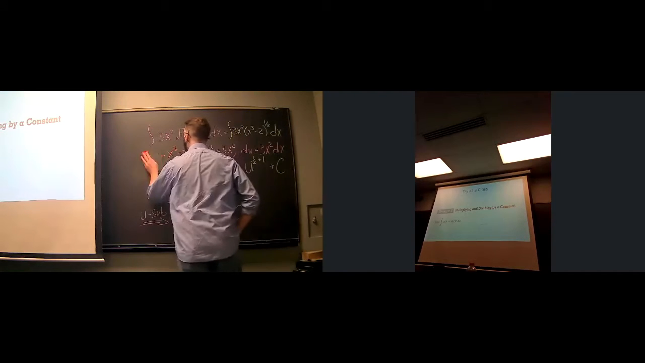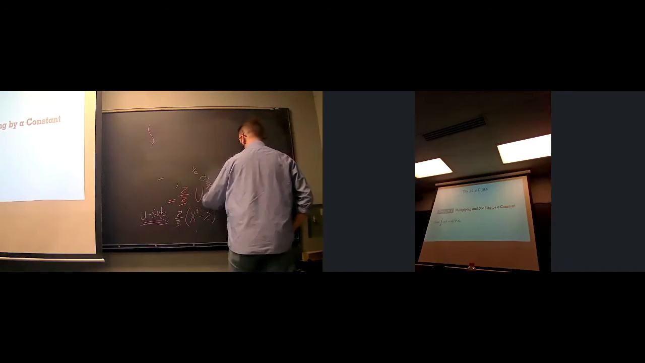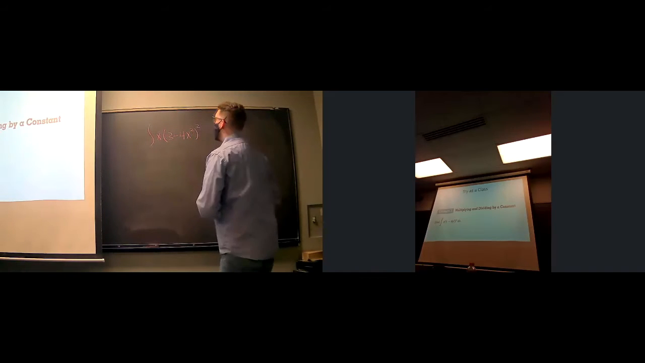So let's check out some more problems. This one takes a little bit more work, is what I'm trying to say. And I'll show you why. So we start off with our integral: x times the quantity 3 minus 4x squared raised to the second power dx.